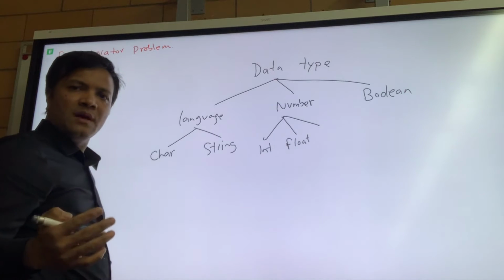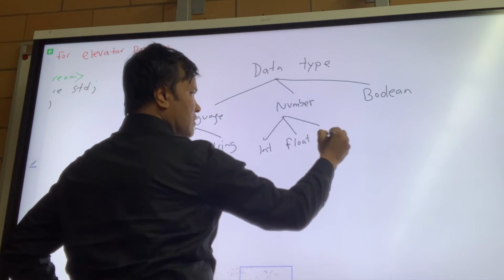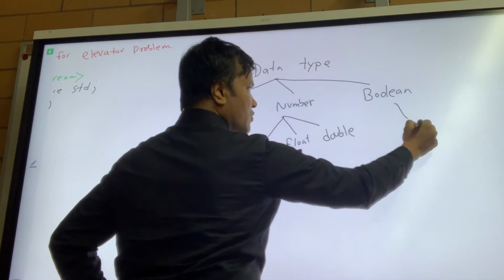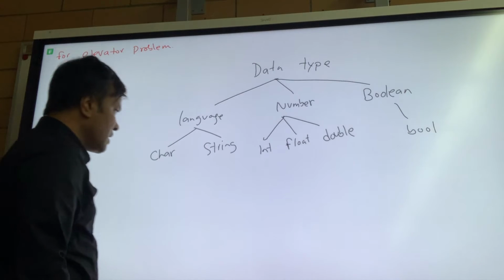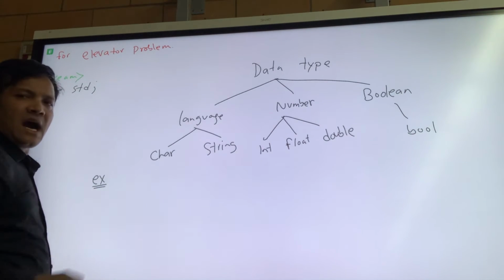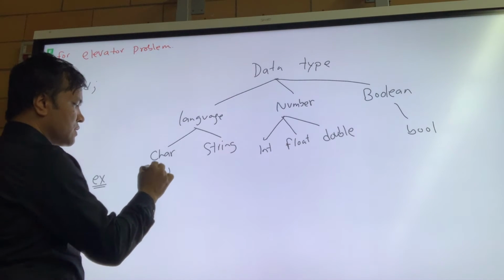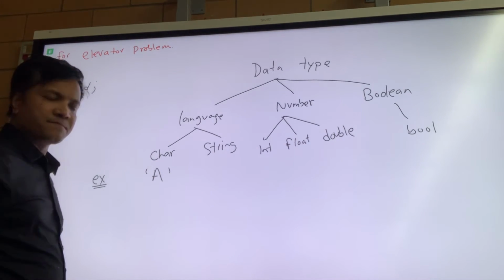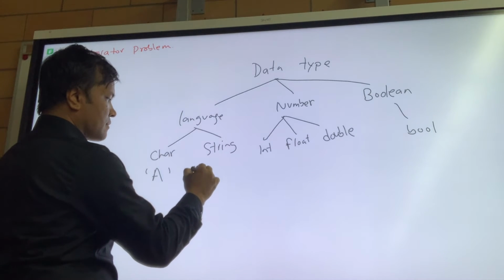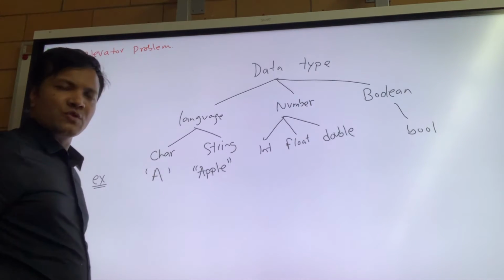Float is a number with 2 decimals, and then double. And then boolean, we use both. Okay, the examples now. For char, it's just one letter, and we use only one quotation. For string, more than one letter, we use the double quotation.